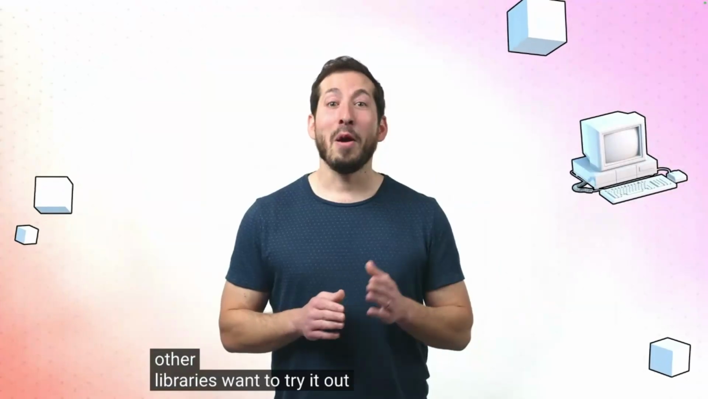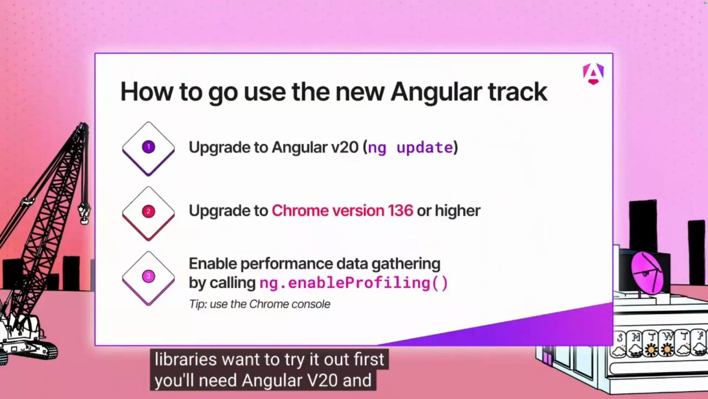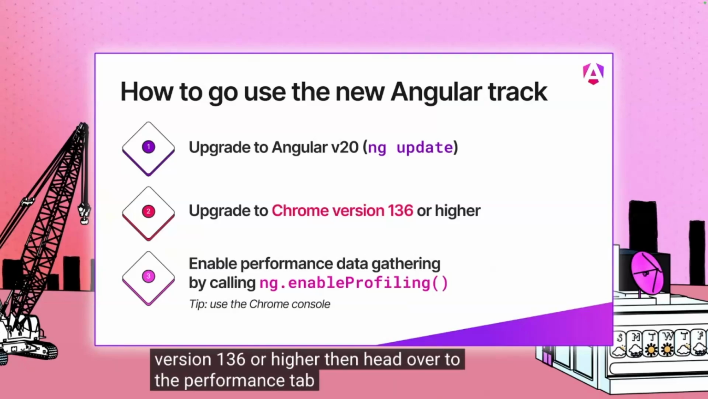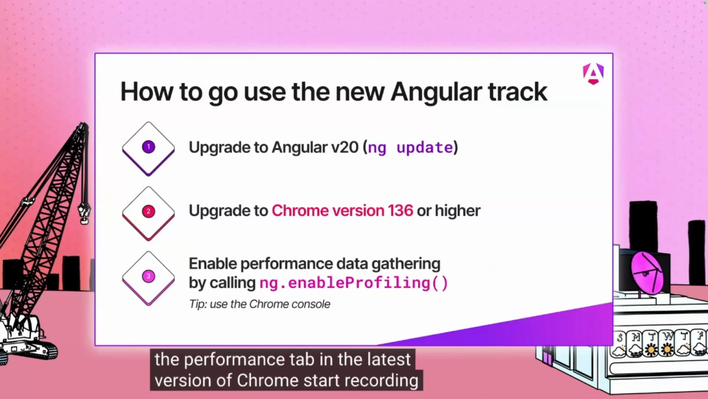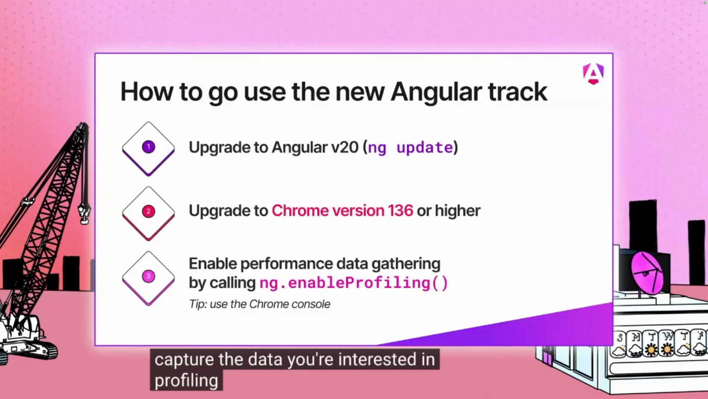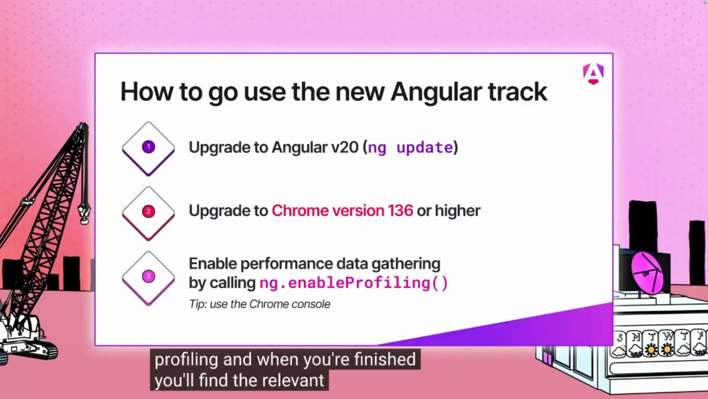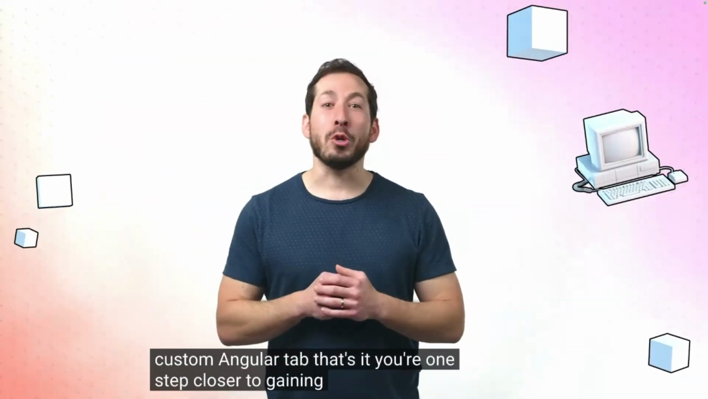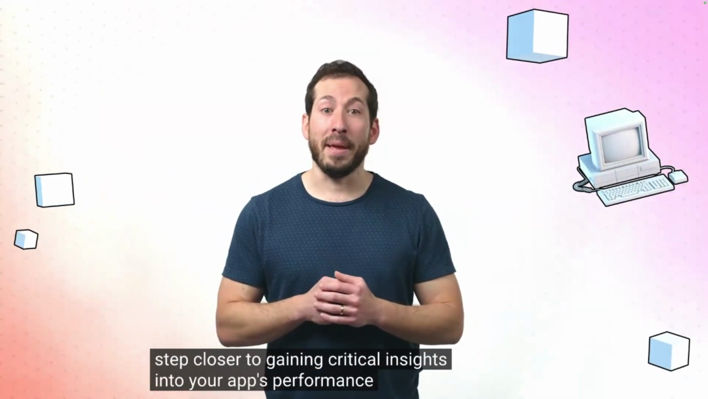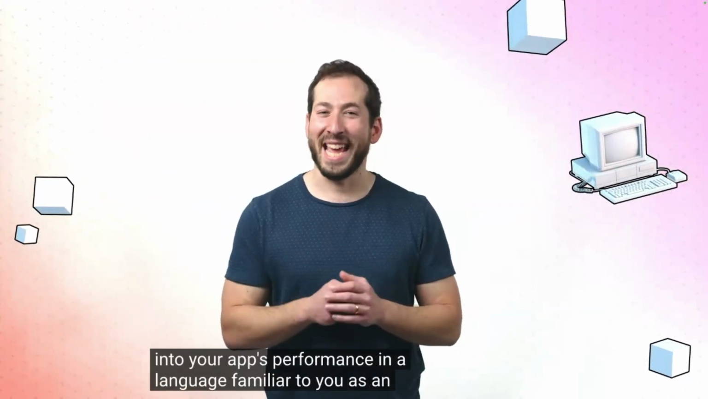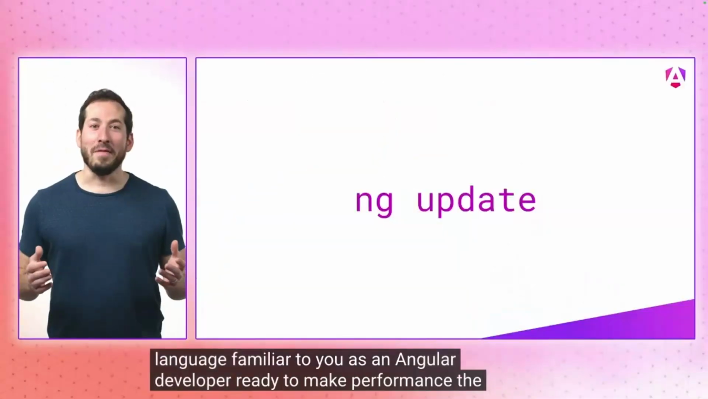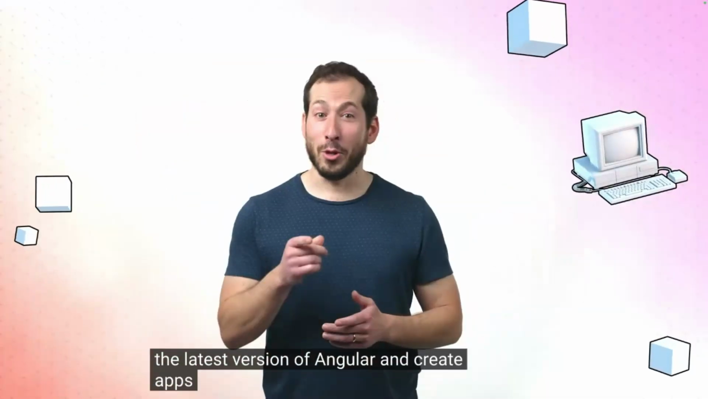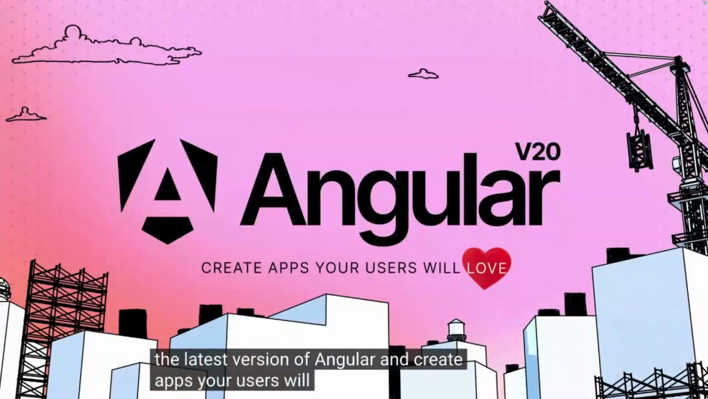Want to try it out? First, you'll need Angular V20 and Chrome version 136 or higher. Then, head over to the Performance tab in the latest version of Chrome. Start recording to capture the data you're interested in profiling, and when you're finished, you'll find the relevant data in the Custom Angular tab. That's it! You're one step closer to gaining critical insights into your app's performance in a language familiar to you as an Angular developer. Ready to make performance the default for your application? Update to the latest version of Angular and create apps your users will love.